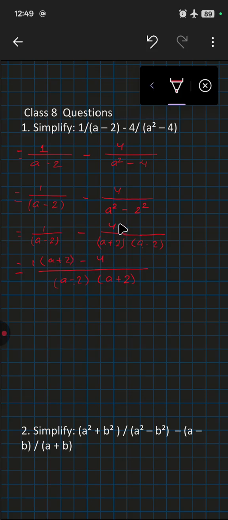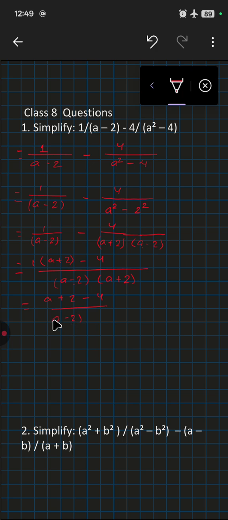Similarly over here also, 4 is in the numerator. What is left after dividing this LCM by the denominator? Nothing will be left. A plus 2 will cancel, a minus 2 will cancel, nothing will be left, which means 1. 4 multiplied by 1 gives us 4 only. Now this 1 is a plus 1 two's are 2, minus 4.